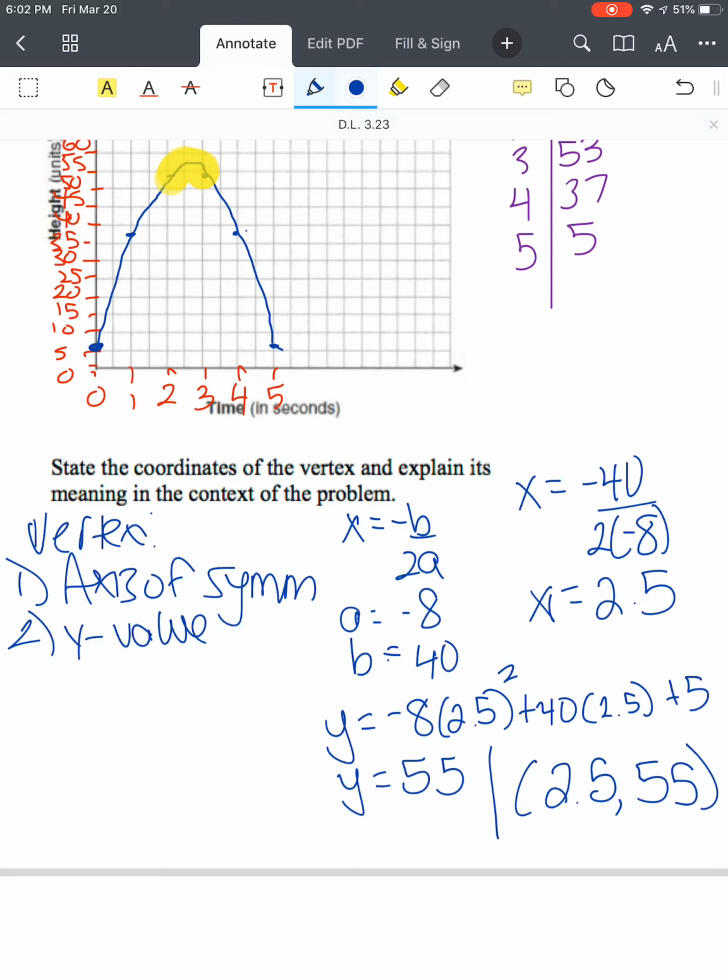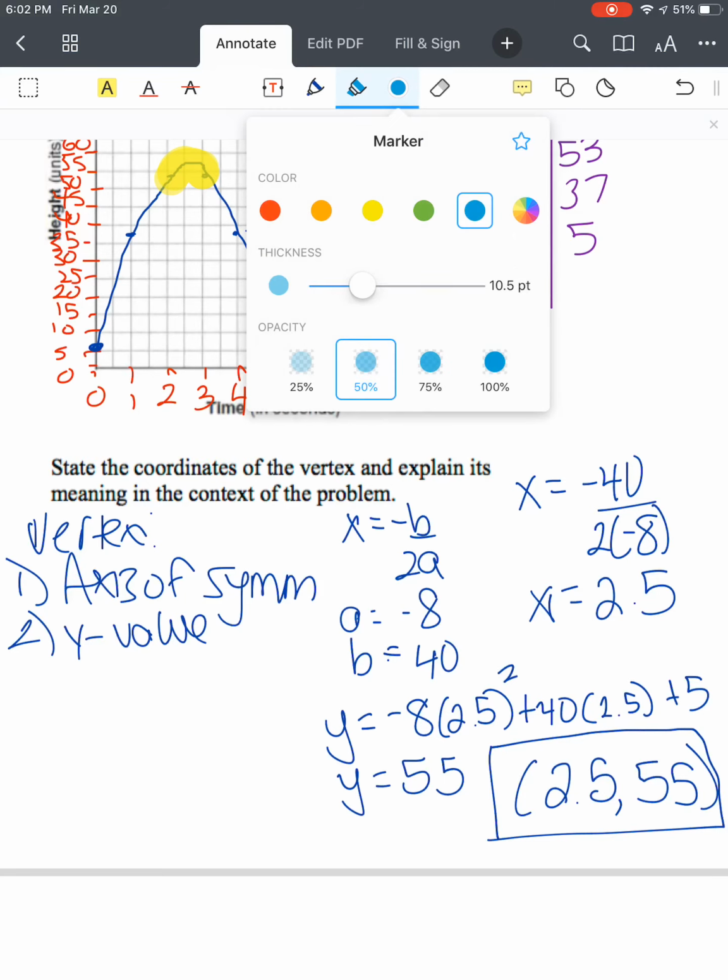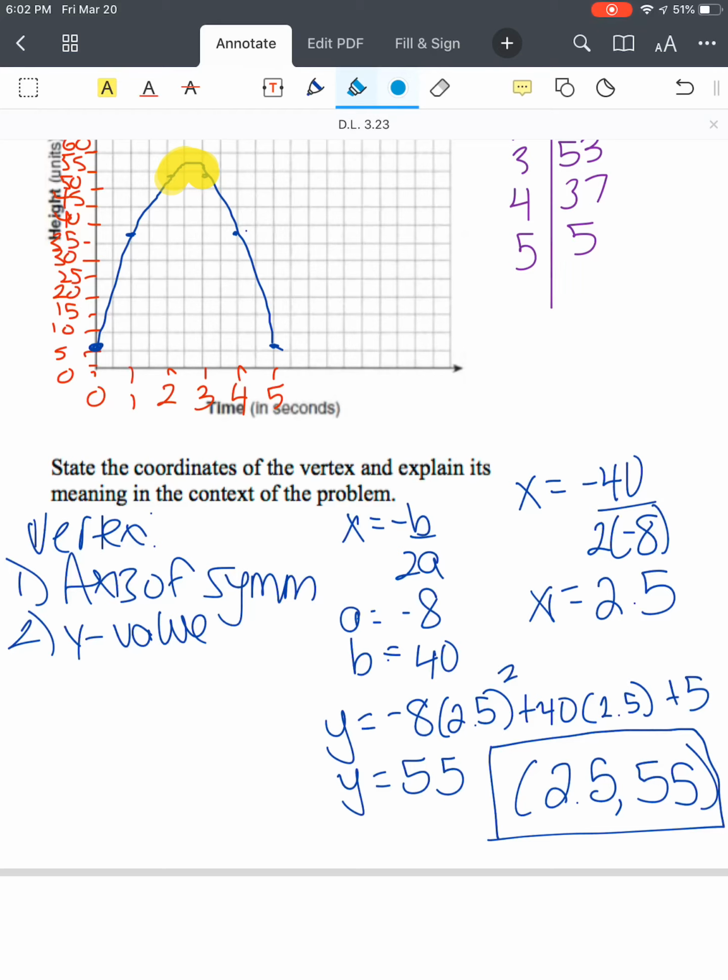So that's my answer. Let's see if that makes sense. So if I look, does my graph seem to be cut in half at 2.5? Yeah, it absolutely does seem to be cut in half at 2.5. And does 2.5 comma 55 seem to be a good point? Maybe when I personally graphed it, I went a little too high, but that looks good. That looks like that could be the point.